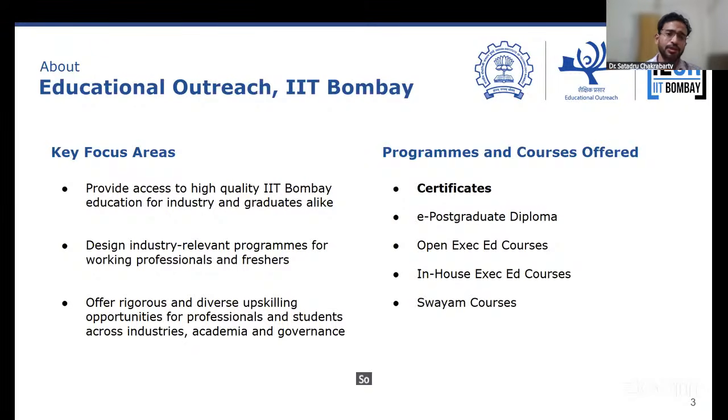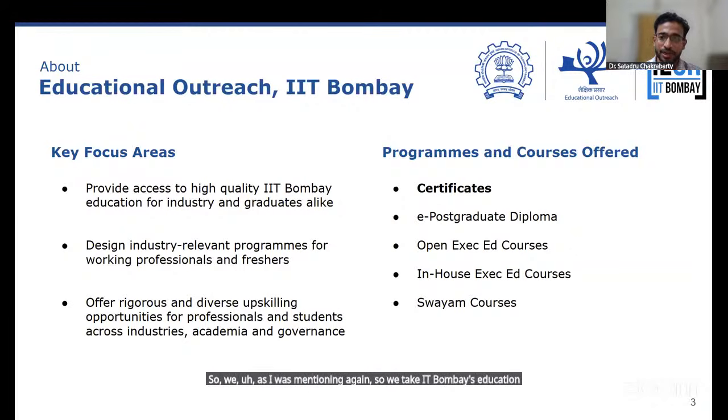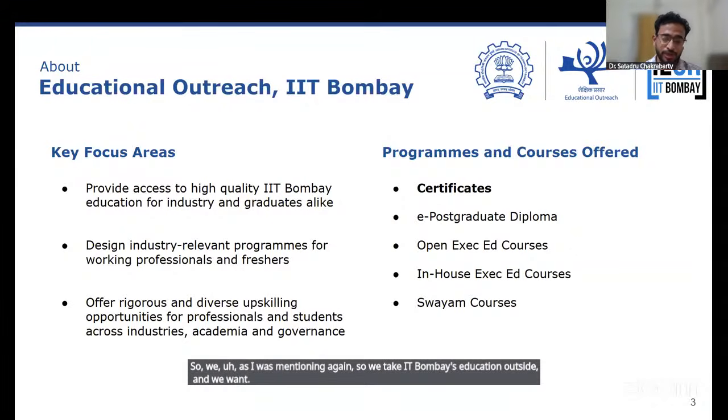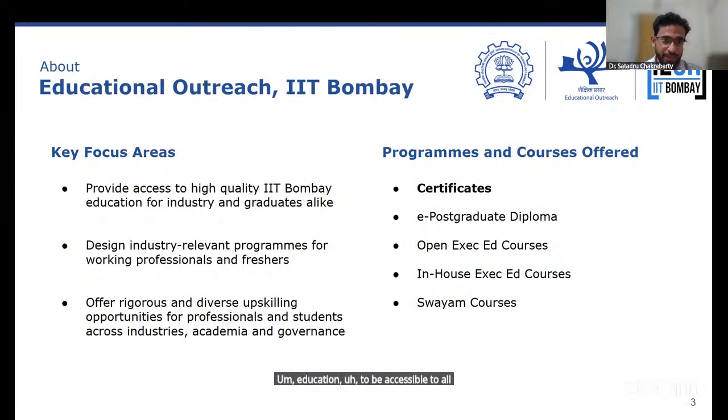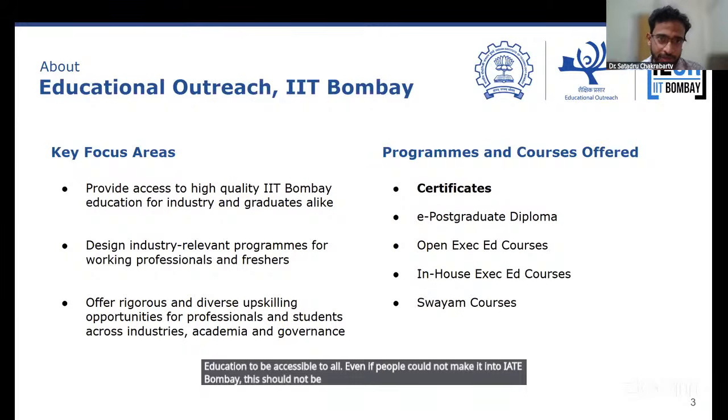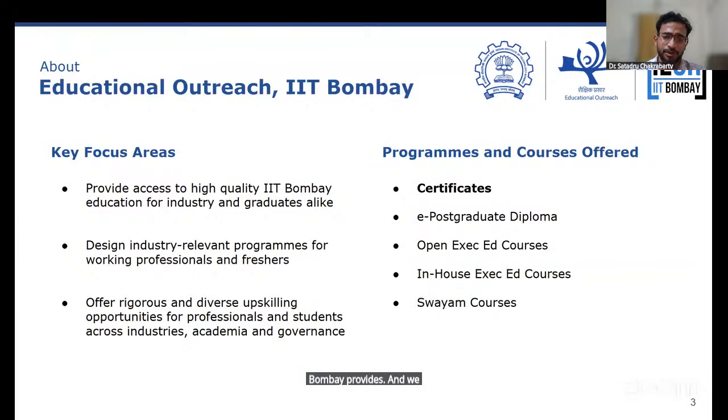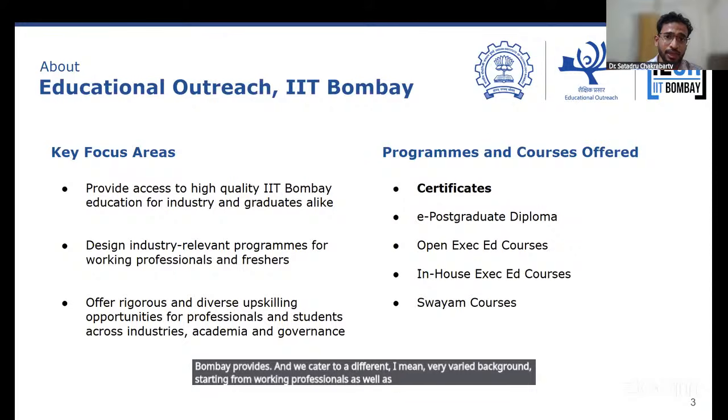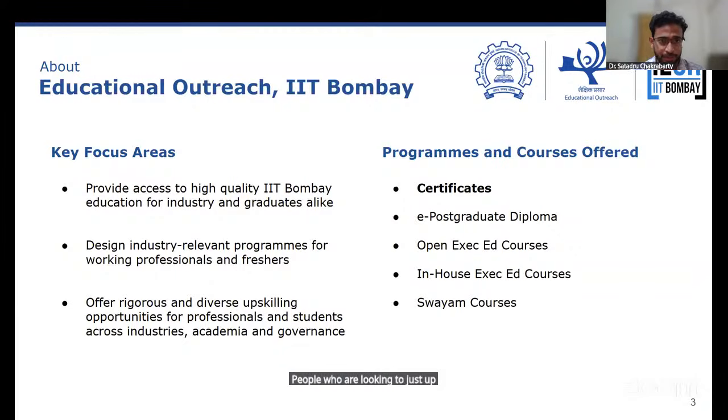So as I was mentioning again, we take IIT Bombay's education outside, and we want education to be accessible to all. Even if people could not make it into IIT Bombay, this should not be an impediment for them to get the world-class education that IIT Bombay provides. And we cater to very varied backgrounds, starting from working professionals as well as freshers, people who are looking to just upskill. So yeah, that's about it. And I'll give it back to Mohit.